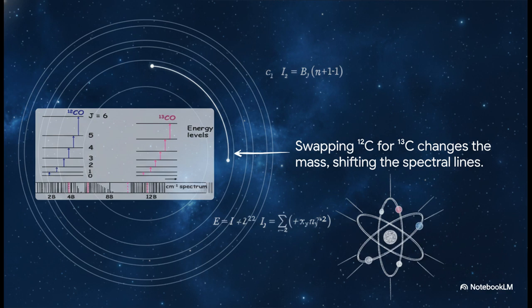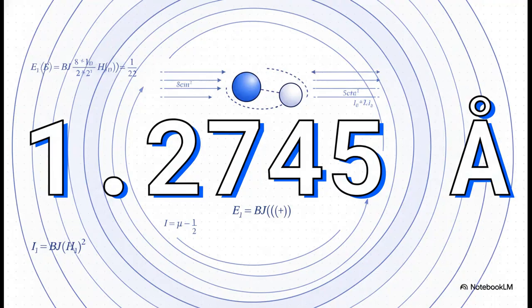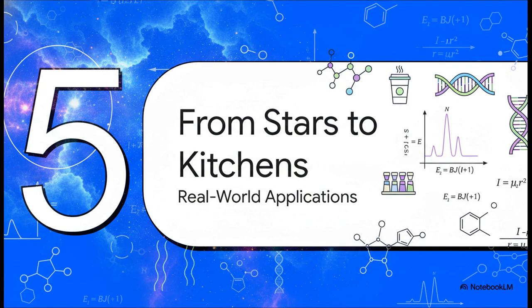So cool. So just how precise can we be? Well, for a molecule like hydrogen chloride, following these steps gives us a bond length of 1.2745 angstroms. I mean, that is a measurement down to a 10,000th of a nanometer, all figured out from how the molecule spins when you hit it with microwaves. It's just amazing. So, why does all of this matter?